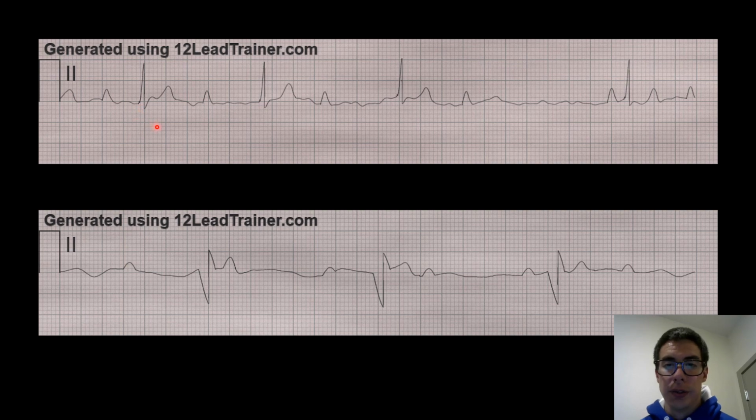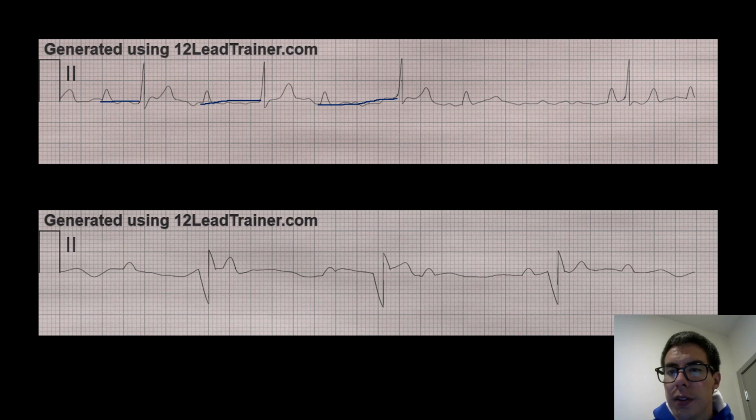We then check our intervals. Our QRS complex is fine, but our PR interval right here is a little long. That one is just under 10 small boxes or 2 large boxes. Then we have this one, which is about 12 or 13-ish. And then this one is almost 20 small boxes big.